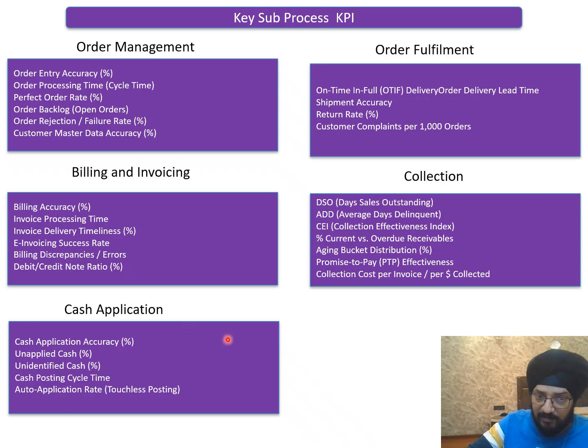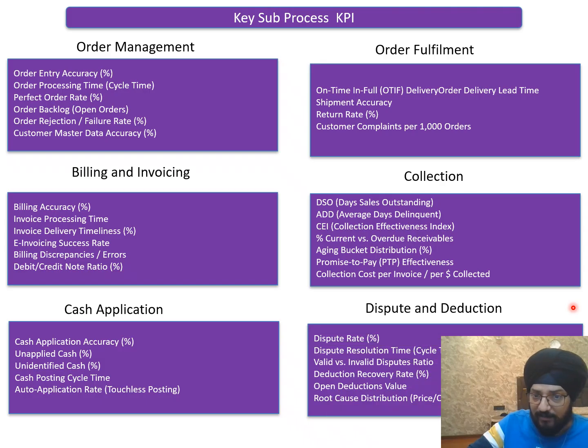Cash application percentage accuracy, unapplied cash, unidentified cash percentage, cash posting cycle time, auto application rate. And then dispute and deduction: dispute percentage, dispute resolution time, valid versus invalid disputes, deduction recovery, open deduction value, and root cause distribution.